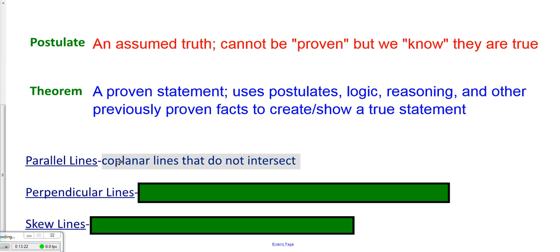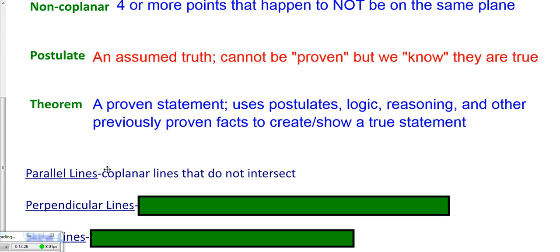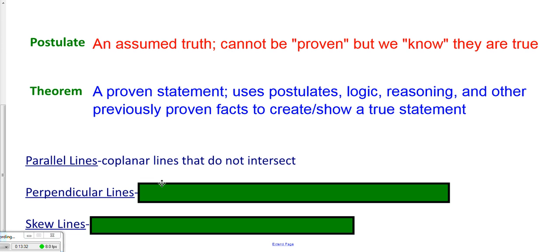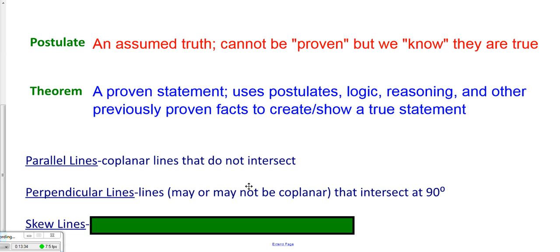Parallel lines are just coplanar lines that do not intersect. So notice that this does say they are coplanar. They're in the same plane, in the same flat land, they just don't cross each other. Perpendicular lines are lines that may or may not be coplanar, so they don't have to be in the same flat surface that intersect at 90 degrees.